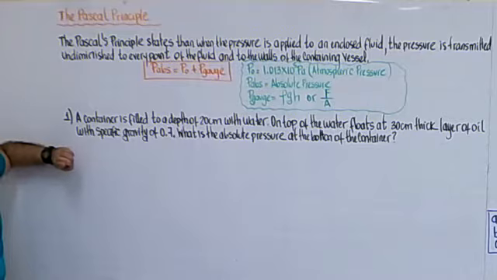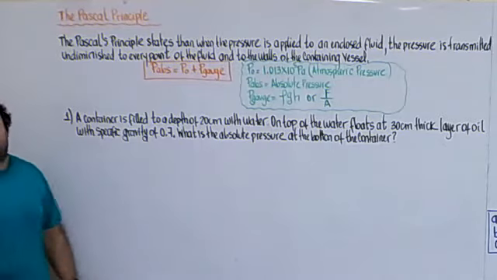On top of the water floats a 30 centimeter thick layer of oil with a specific gravity of 0.7. Remember the specific gravity, that measures the density of a liquid relative to water. And for that reason, there is no unit because it's a ratio. In other words, the question is, what is the absolute pressure at the bottom of the container?